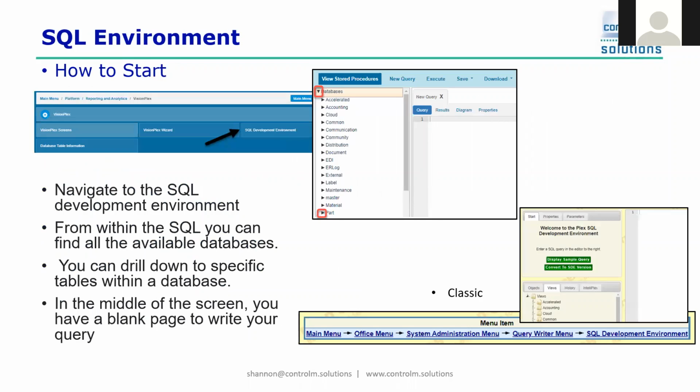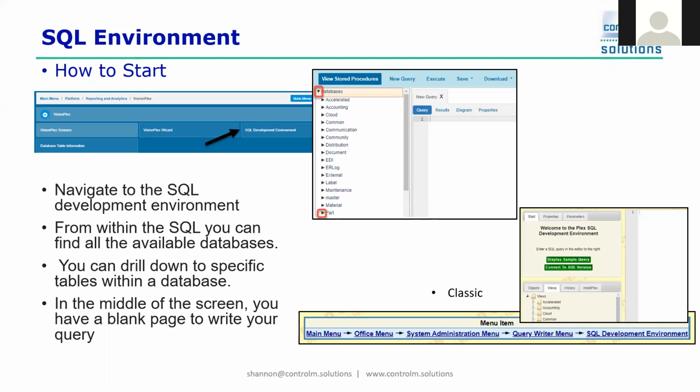So let's start with looking at the navigation to and inside the SQL environment. You can navigate through the menu nodes at the top left of your screen through the main menu, platform, reporting, analytics, Vision Plex, and on to SQL. Or you could use the go-to search box and type in SQL. If you do not see the SQL Development Environment screen, you'll have to contact your administrator to adjust security to provide you access.